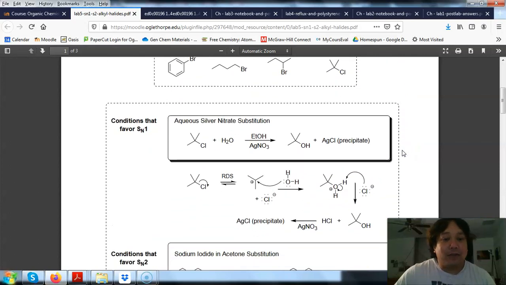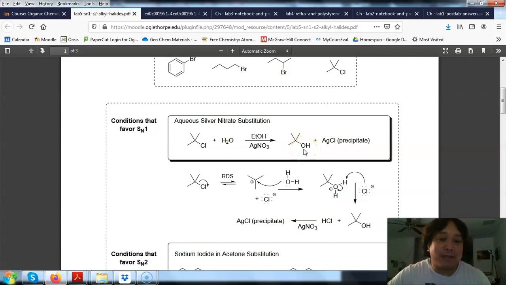Let's take a look at the two tests. Now, the first test gives us conditions that would favor SN1 pathways. That's because we have a weak nucleophile, water, and we have ethanol, which is the solvent. Now, how do I know water is the nucleophile? Because of the product that we get.